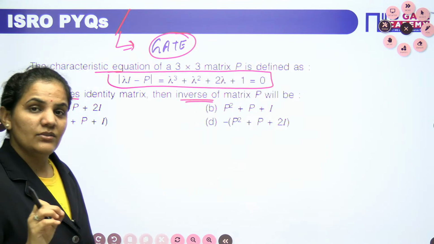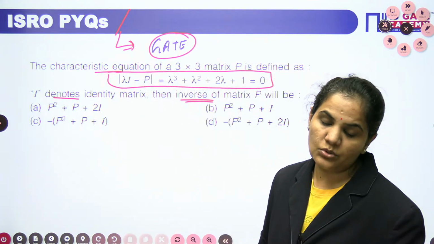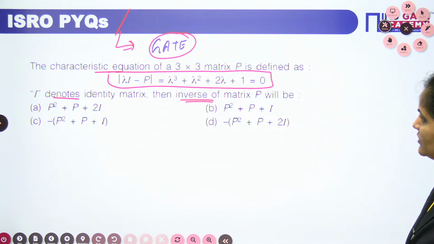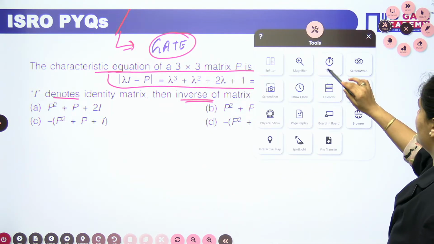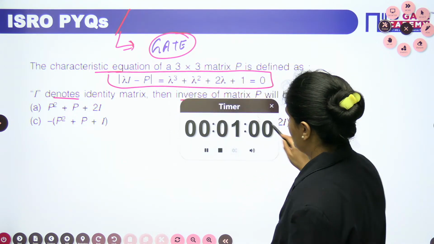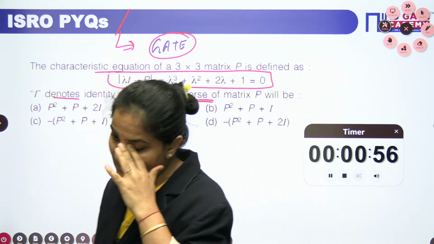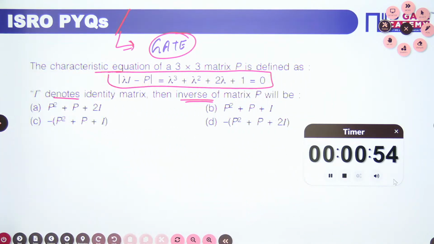I can solve the question very easily by the Cayley-Hamilton theorem. We need to use the Cayley-Hamilton here. I am giving you a time of 1 minute. I think everyone can solve the question within this duration, because this is a very simple question of linear algebra, which we already discussed for the GATE exam on our YouTube sessions also.